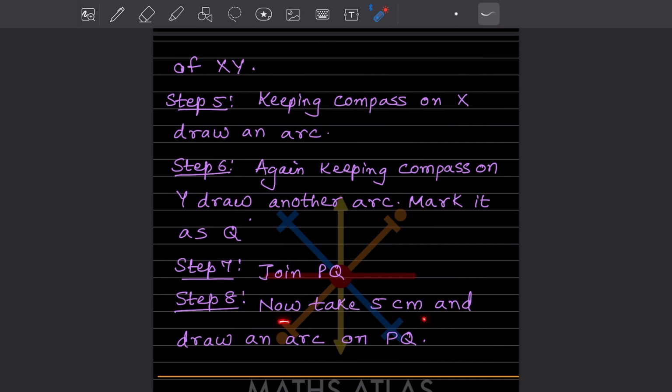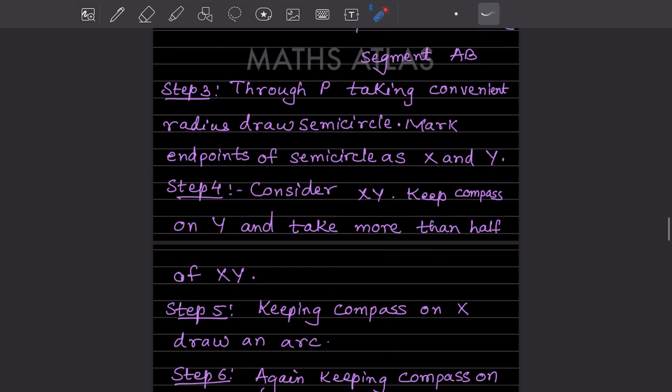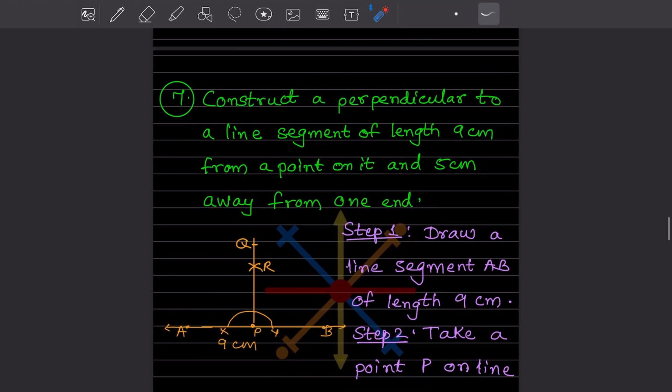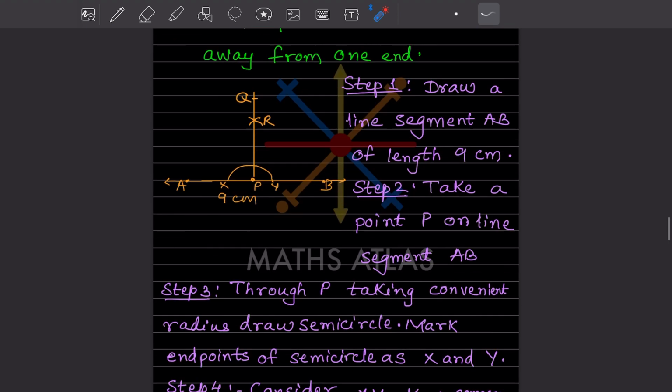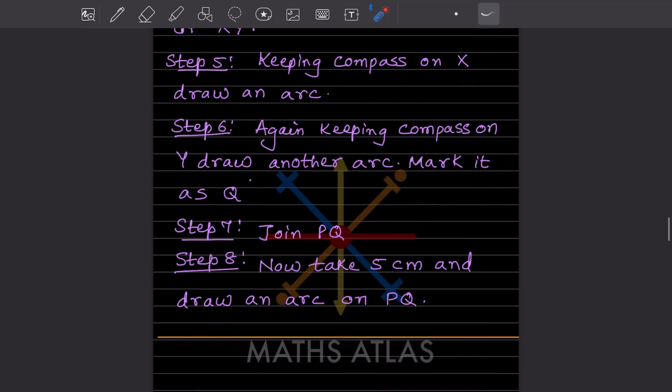So now take 5 centimeter and draw an arc on PQ. Which is PQ? This one. First you will just randomly draw one line and then you will take from here to here, that should be 5 centimeter. Here you are going to show the marking, that is 5 centimeter, and then you will write the Q.